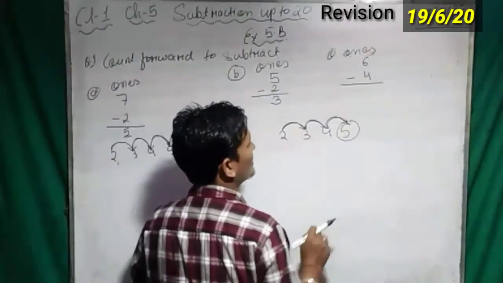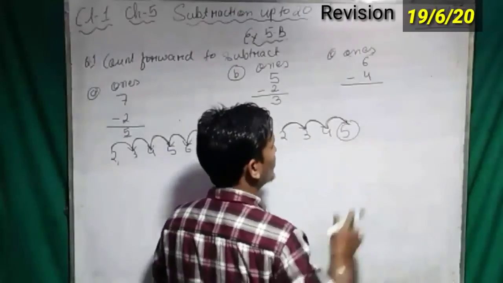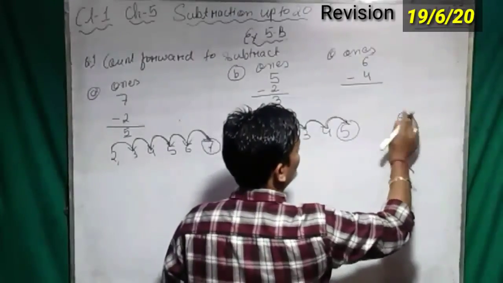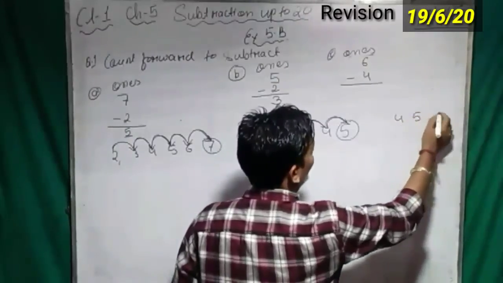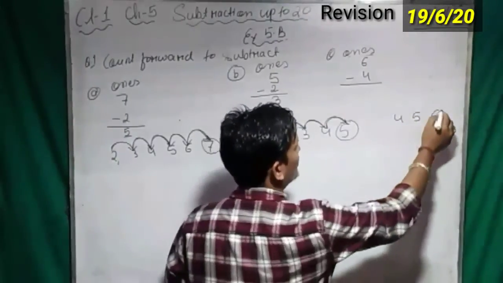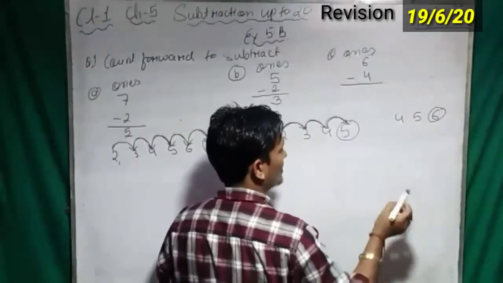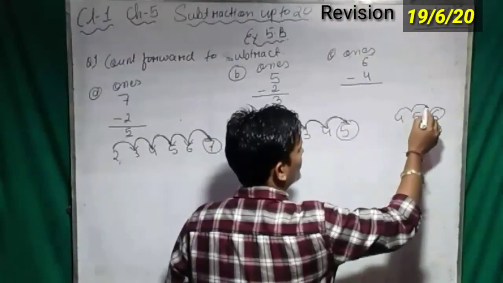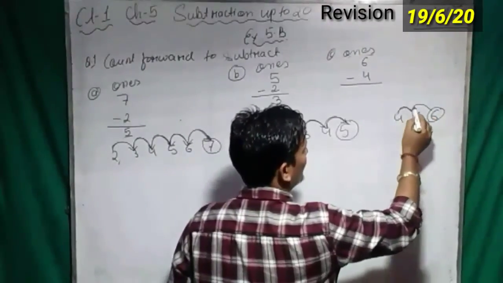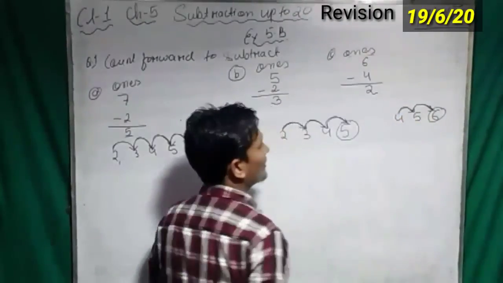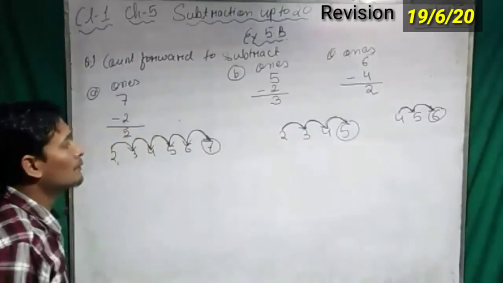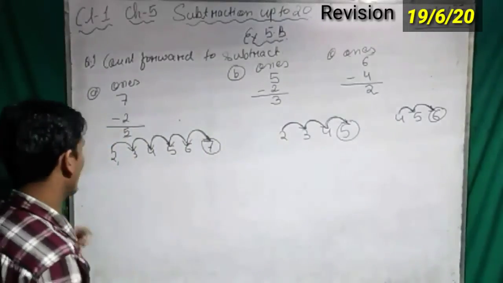Now 6 minus 4. So we will start from smaller number, that is 4, 5, 6. And we have to reach where? On 6. So start 1, 2. So how many steps? 1, 2. So the answer is 2. Clear. Got it? How to jump forward? So let's do question number 2 also.